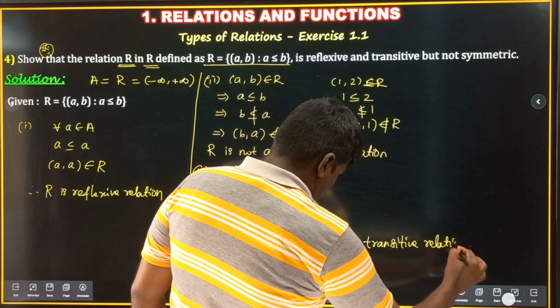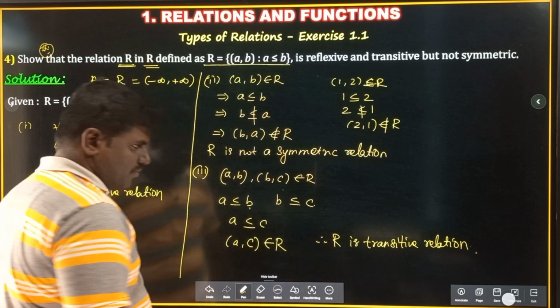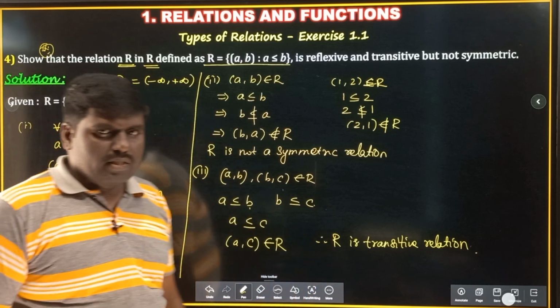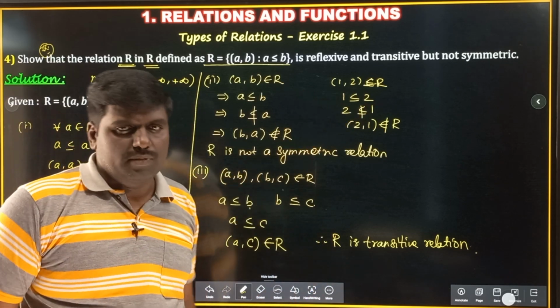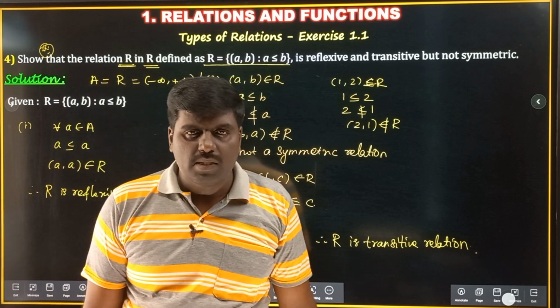So if the result is true, we give a general proof and finish. But if the result fails, we give one example. Okay? Understood? Thank you.